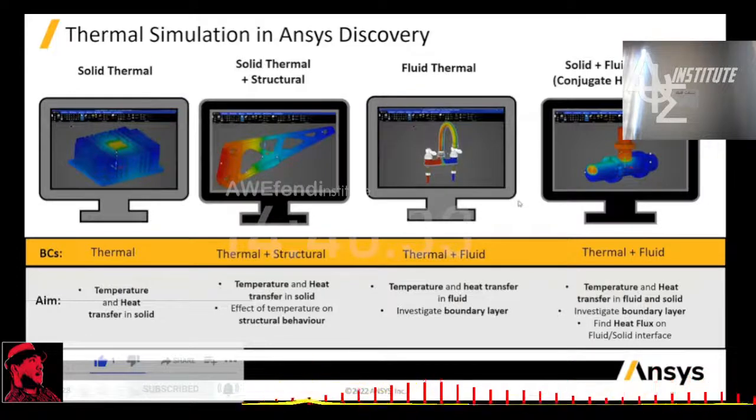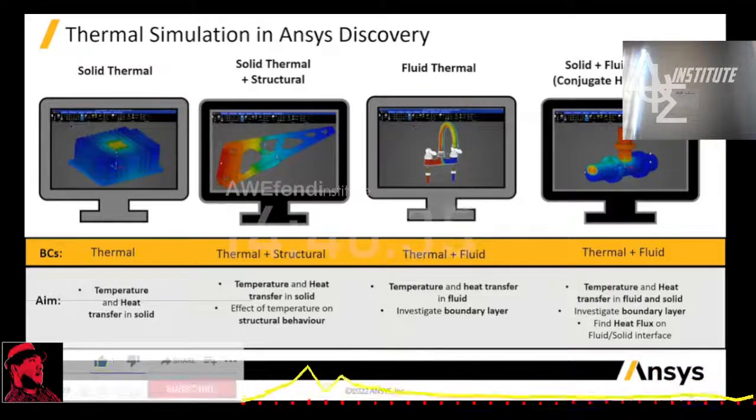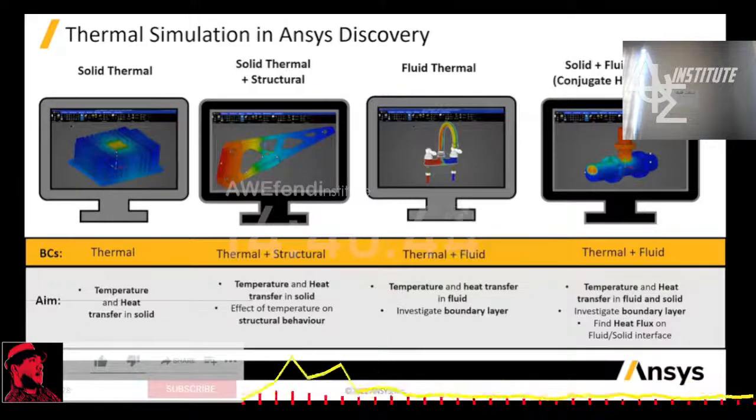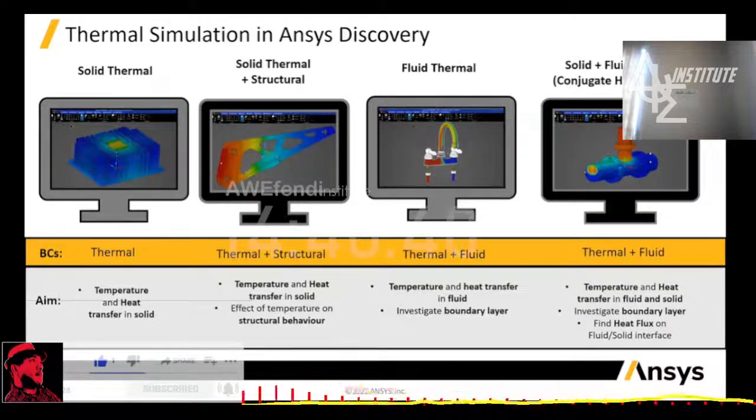But also we can do the more complex of all of them. We can do solid fluid thermal simulation, otherwise known as conjugate heat transfer, in which we can check the temperature both in the solid and the fluid, investigate boundary layer, and also investigate the heat flux on the fluid-solid interface. Now, as part of my demonstration, I'm going to focus on the solid thermal capabilities, but later on, Christopher, in his fluid demonstration, is going to touch as well on fluid thermal and conjugate heat transfer.